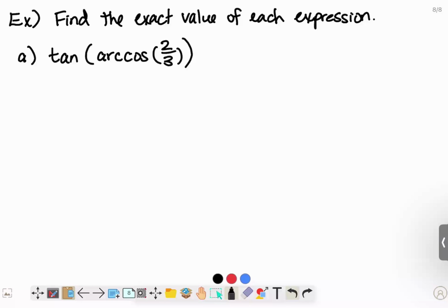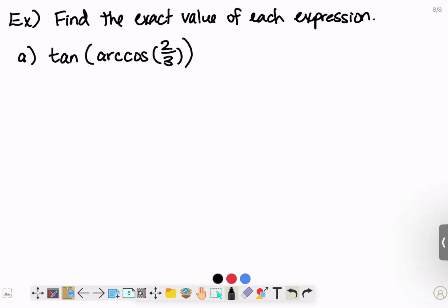All right, let's find tangent of arc cosine of 2/3. So looking at the inside function, to evaluate arc cosine of 2/3, I would check and see, is 2/3 in the domain of arc cosine? So is it in between -1 and +1? And it is. However, it is not a number that shows up in the coordinates of my unit circle. So I'm not going to be able to find this there.